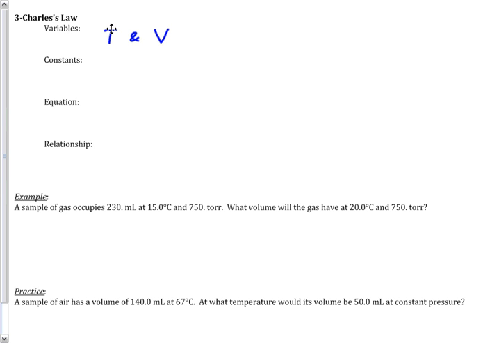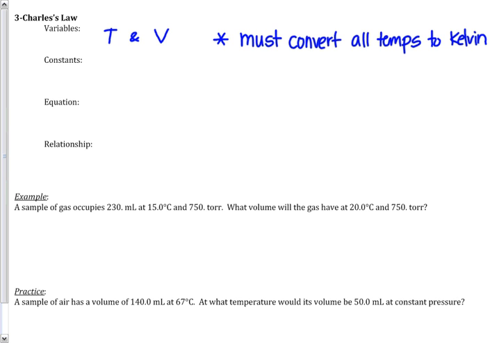The important thing, and this is a big deal, you must convert all of your temperatures to kelvins if they're not given that way. So make sure you note that. Must convert all temps to Kelvin. If you've forgotten how to do that, you can watch the first video on temperature and pressure again, or just remember that from Celsius to get to Kelvin, you simply add 273.